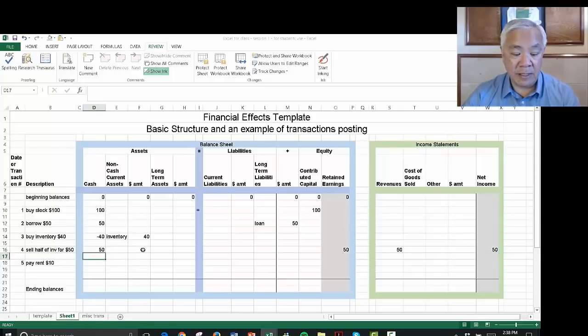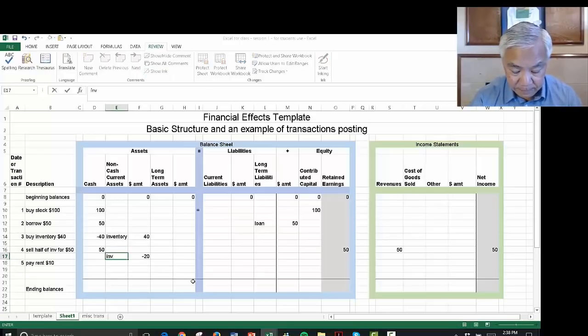But we have cost of goods sold. We didn't just get money for nothing. We had to sell or subtract $20 because we gave up half of our inventory. So if all the inventory was 40, then half is 20. So inventory.